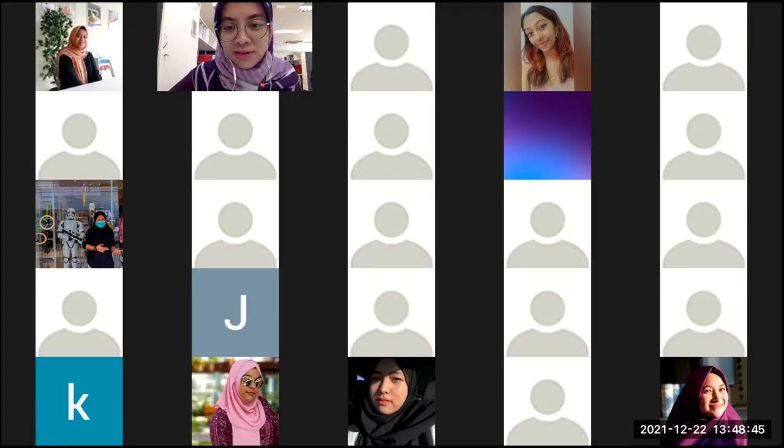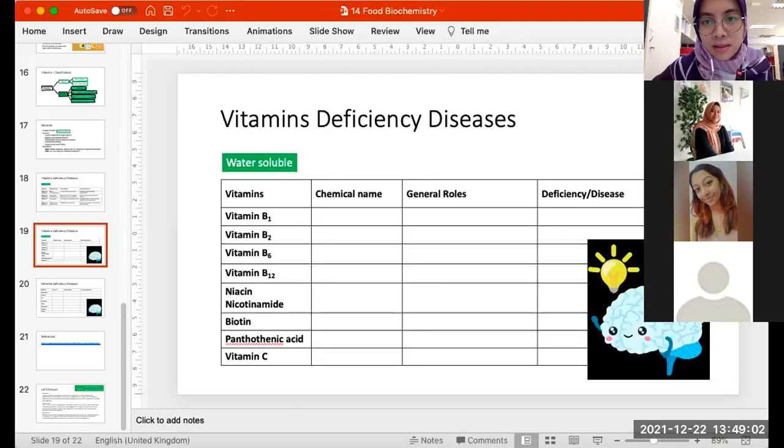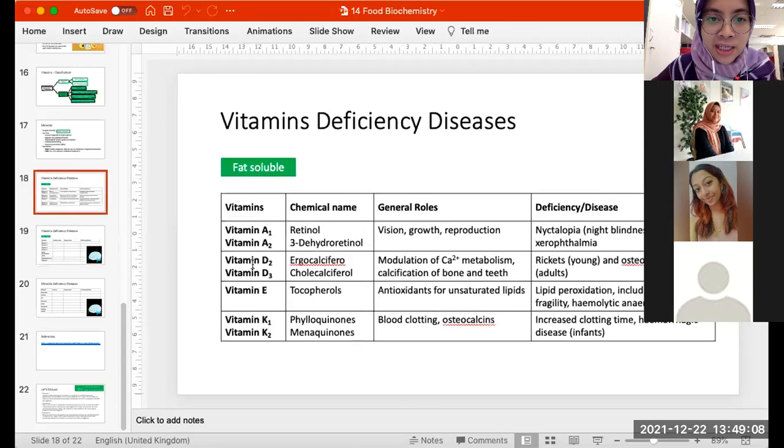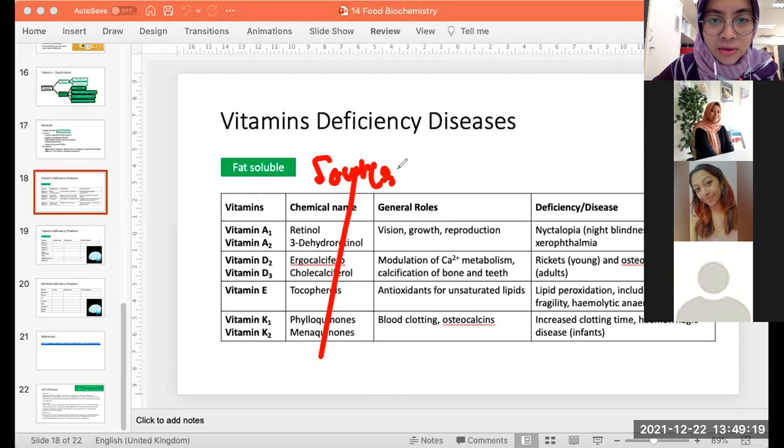Let me show you the food biochem notes. That's why I asked you previously to complete this table, the deficiency table. I have given an example for fat soluble vitamins. You can change the chemical names. You don't need to remember the chemical names, but try to find what the sources are for each vitamin and also minerals. Where can you get these vitamins and minerals?